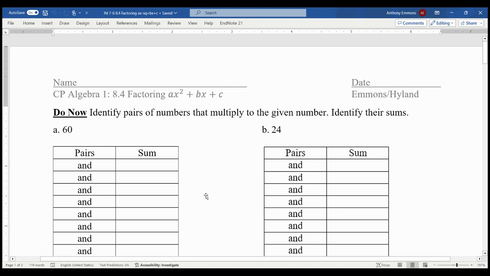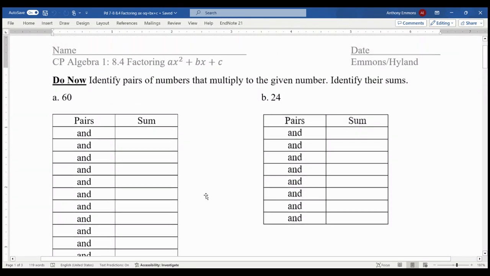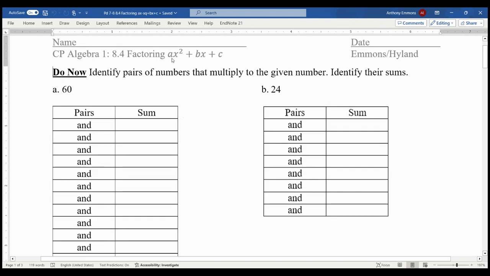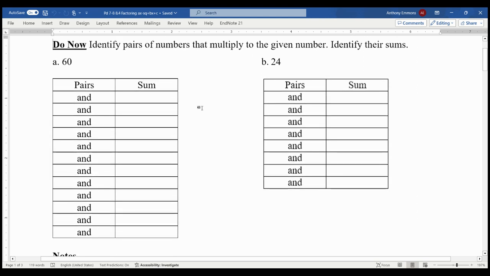Section 8.4, factoring ax squared plus bx plus c. This is a continuation of 8.3 where we didn't have a in front. It's going to be the exact same process, just slightly larger numbers, slightly larger greatest common factors. But again, largely the same process.